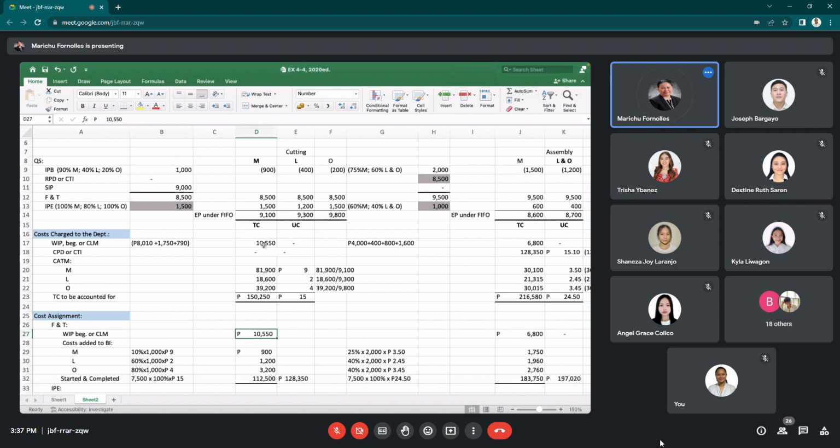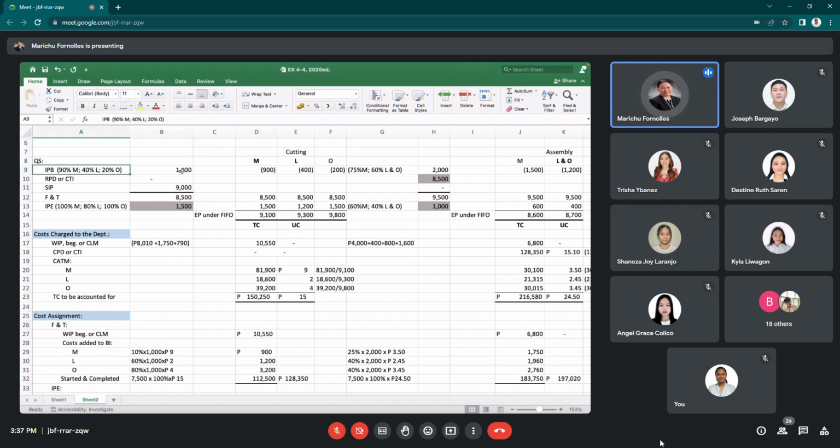So, di ba sa CCTD section natay work in process beginning, you just copy the same amount as work in process beginning under the cost assignment section. After that, you take up the cost added to beginning inventory. Okay, going back to quantity schedule.